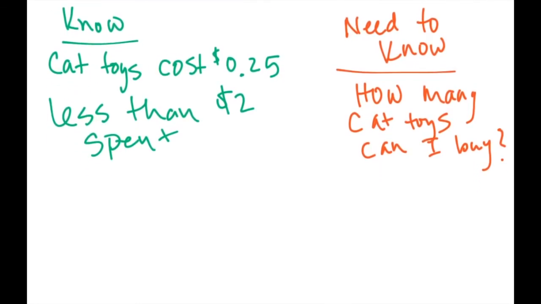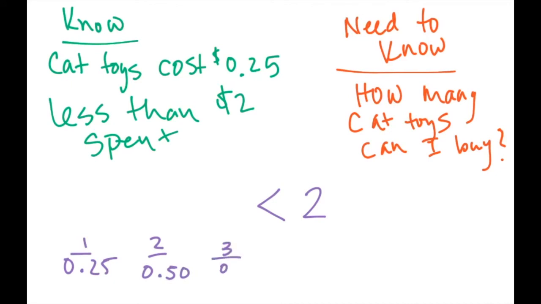Okay. So my total that I want to spend is less than $2. So I'm going to write $2. And whatever I spend, I want that to be smaller than $2. All right. Now, each cat toy costs 25 cents. So if I bought one cat toy, that would be 25 cents. If I bought 2 cat toys, that would be 50 cents. 3 cat toys would be 75 cents, and so on and so on.